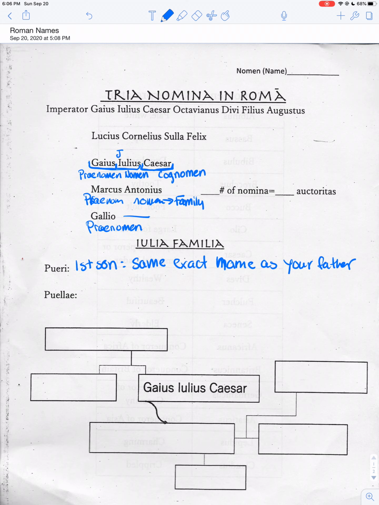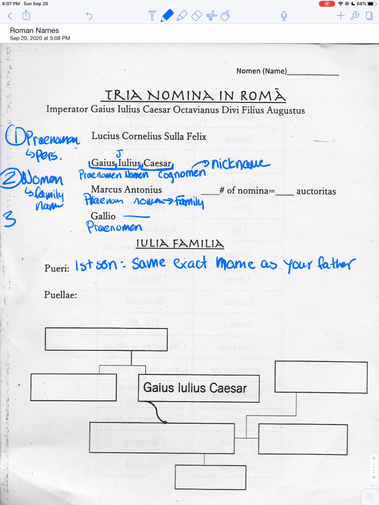Now, this is basically a nickname. So we have the first part, which is the praenomen, which is your personal name. The second part is your nomen, and the nomen is the family name. And if you had a third part to your name, this was the cognomen, and this was a nickname.